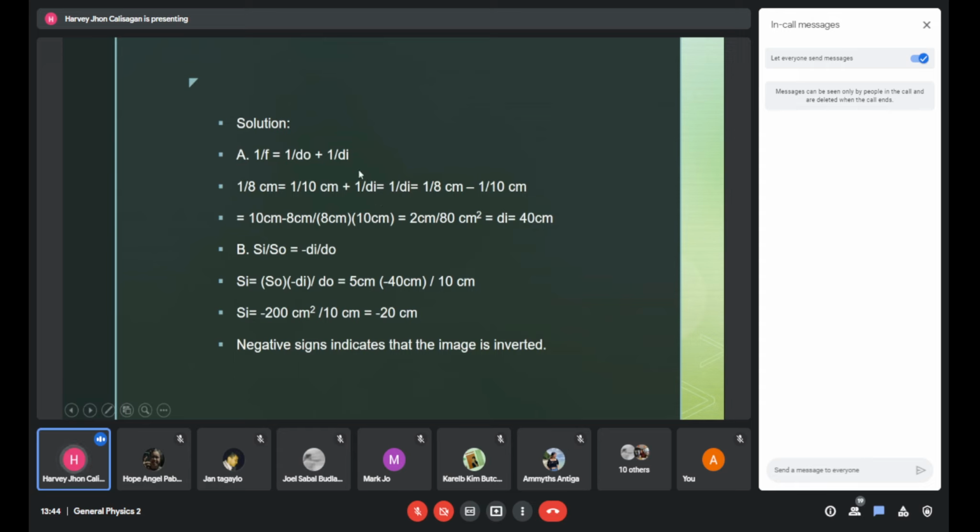Now, since we're looking for the DI, we will transpose it. Okay? So what will we transpose here? What will be transposed is 1 over DO, the 10 centimeter, right? So, transposing 1 over DO to the other side, we have 1 over DI is equal to 1 over 8 centimeter minus 1 over 10 centimeter.